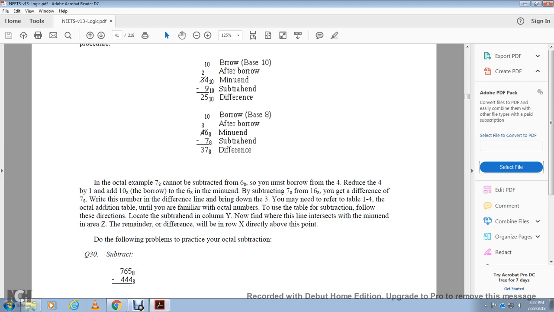You must borrow from the 4, reducing the 4 by 1. Add 10 base 8 from the borrow to the 6 base 8, which makes 16 base 8. Subtracting 7 base 8 from 16 base 8, you get a difference of 7 base 8.